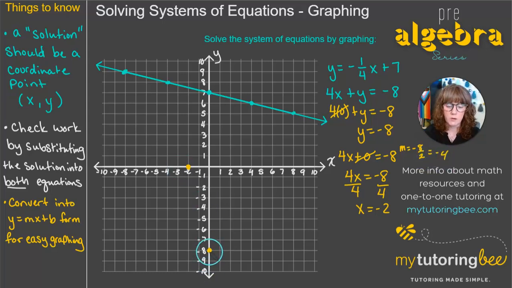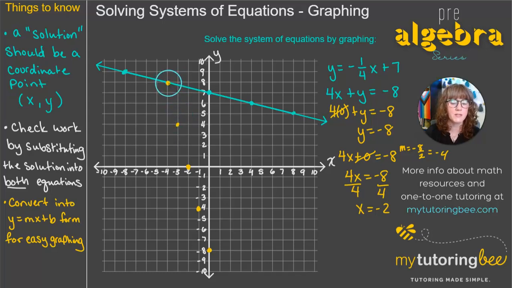So I know that from this point I can go up 1, 2, 3, 4 and over 1. And then up 1, 2, 3, 4 and over 1. I've already got that point graphed. 1, 2, 3, 4 over 1. And then 1, 2, 3, 4 over 1.